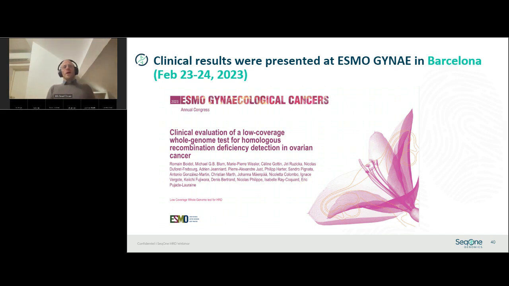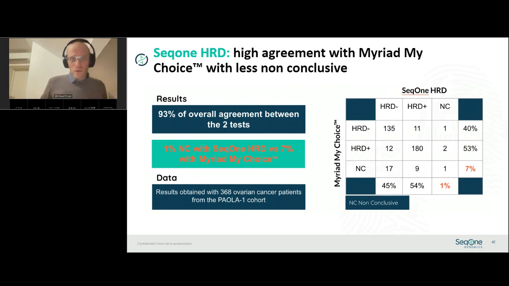So we used the PAOLA-1 cohort. As said by Professor Pujol, it's a pivotal cohort to show the efficacy of olaparib for HRD patients. And we analyzed 368 patients from the PAOLA-1 cohort. First important result, we get a high agreement between SeqOne HRD and Myriad MyChoice. More than 90% overall agreement between the two solutions.